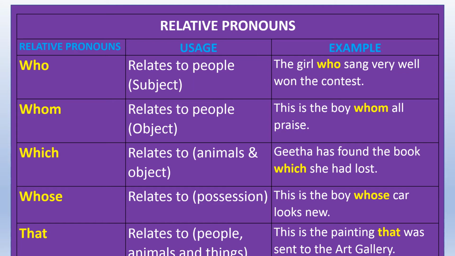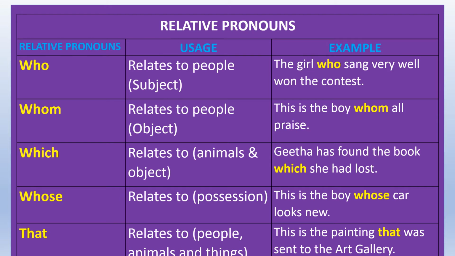Okay. The next one is which. Which relates to animals and objects. Let us see the example. Geeta has found the book which she had lost. So which is a relative pronoun used for the object book. The next one is whose. Whose relates to possession. This is the boy whose car looks new, and the whose is a relative pronoun used for the word the boy's car.